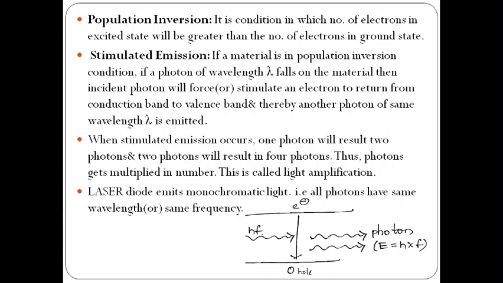The properties of these laser diodes are: the light is stimulated emission, monochromatic and coherent. The second one is that it is a highly directional light. The beam is very narrow.